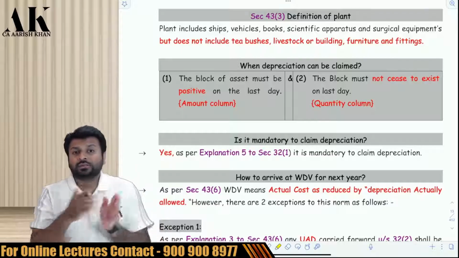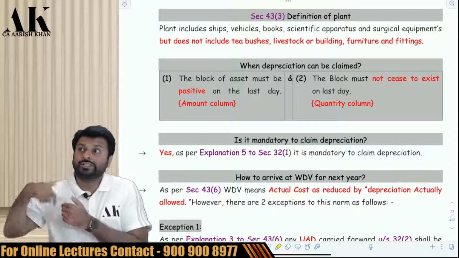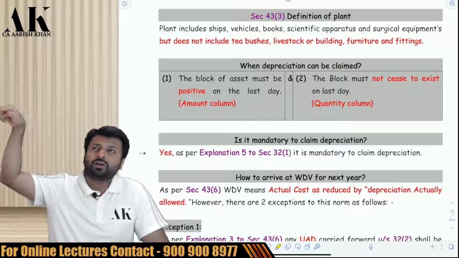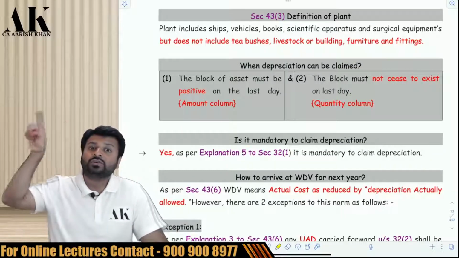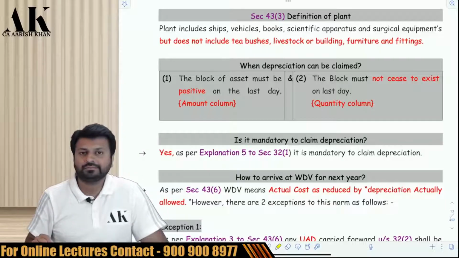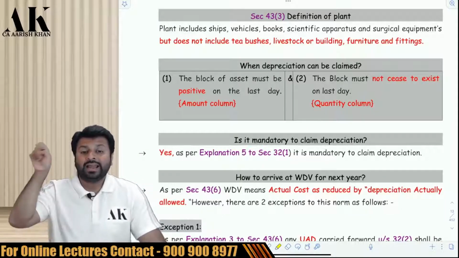And what does plant exclude? That is more important for us. Plant excludes tea bushes. Why? Because tea bushes are already covered in 33AB. Plant excludes livestock. Why? Because livestock is already covered in 36(1)(vi). Plant excludes furniture and fitting and building.